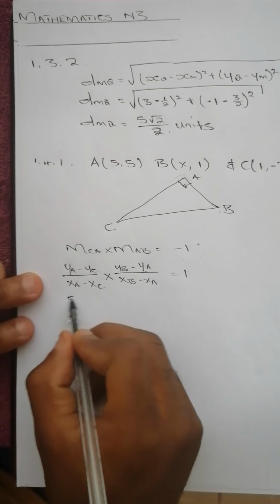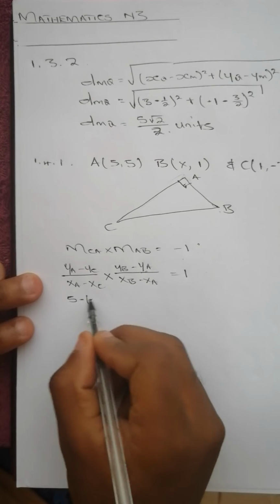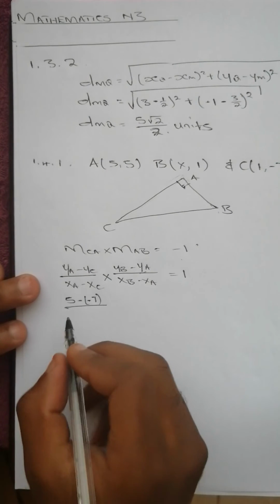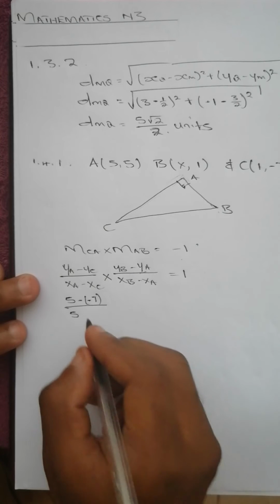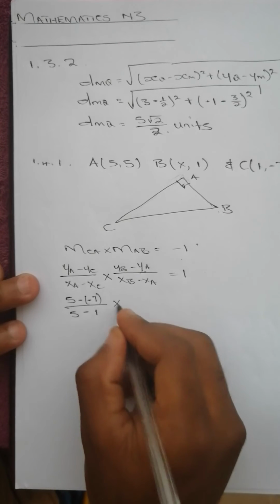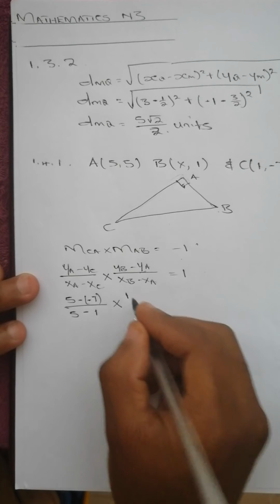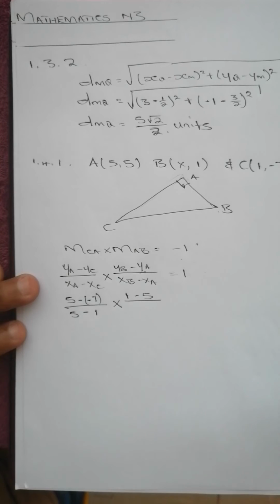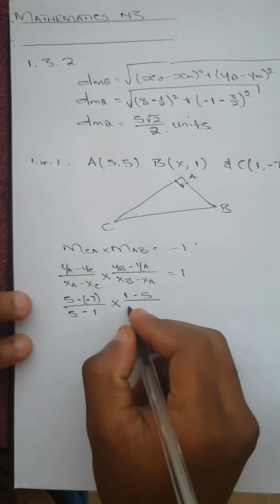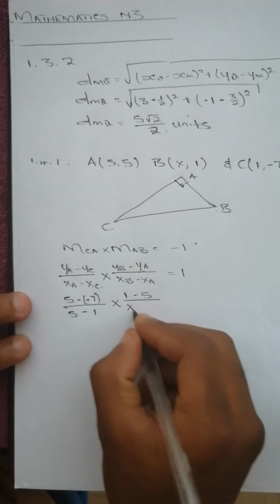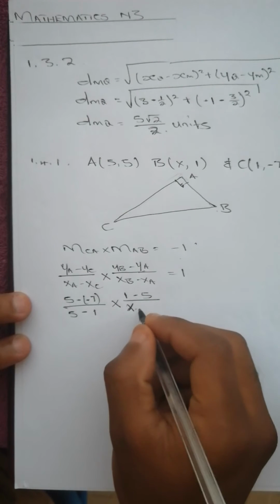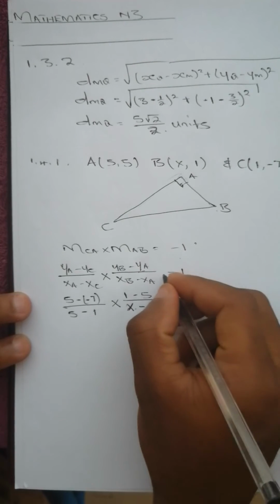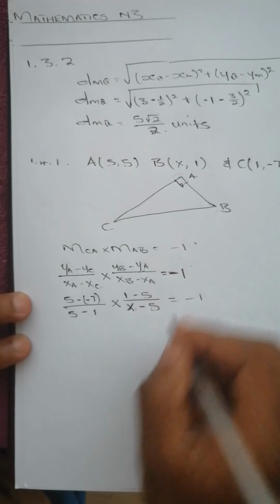So YA is 5 and YC is -7, over XA is 5 and XC is 1, times YB is 1, YA is 5, over XB, which is the unknown x, so it's going to be x minus XA, which is 5, equals -1.